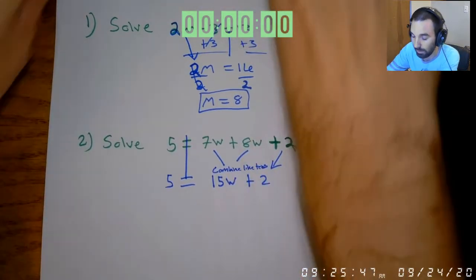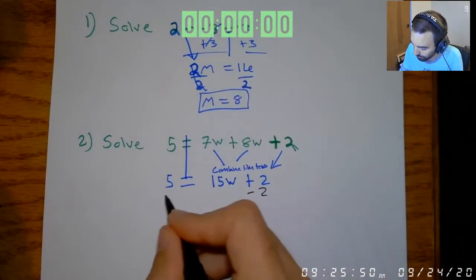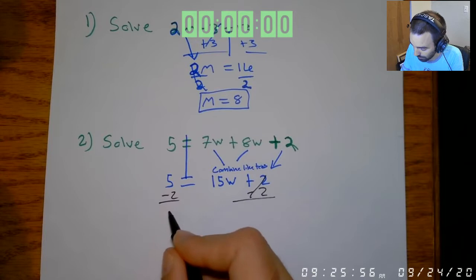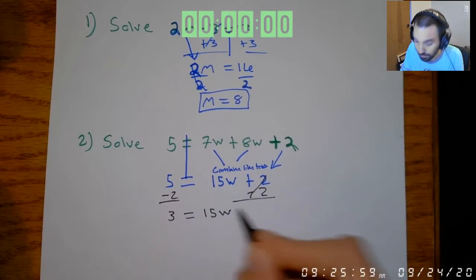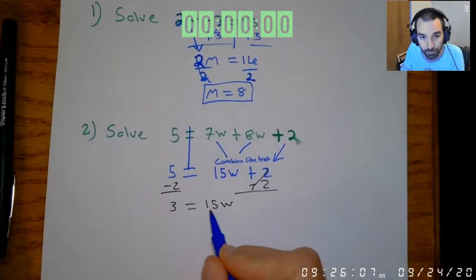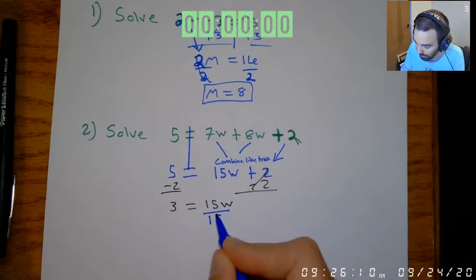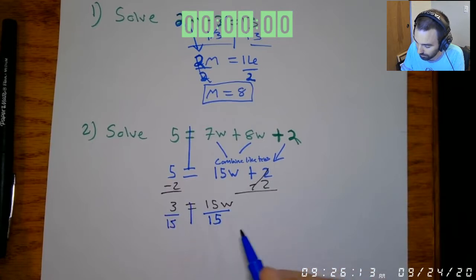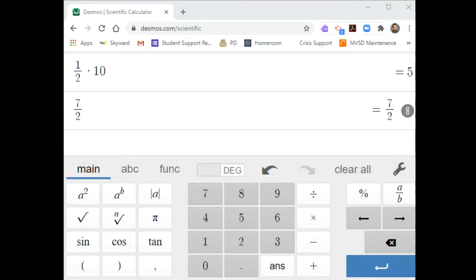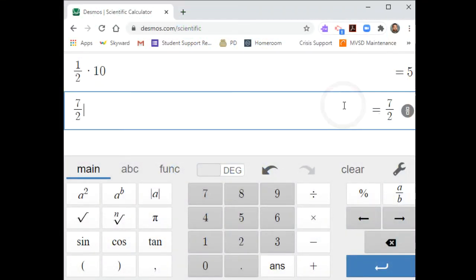Then the next thing I'm going to do is subtract 2. So I get 5 minus 2 is 3 equals 15w. And once I get to here, this is 15 times w, so the opposite of multiply is divide, so I'm going to divide both sides. Those go away. Now, this is where Desmos is really going to help out. You see I have 3 divided by 15. So if I go to Desmos, here I've got to move some things around. There we go.